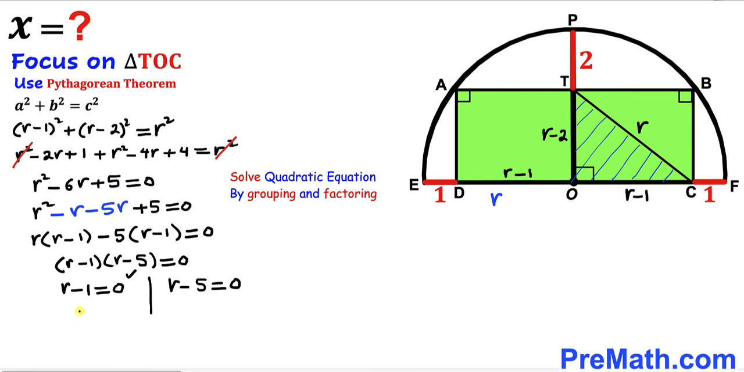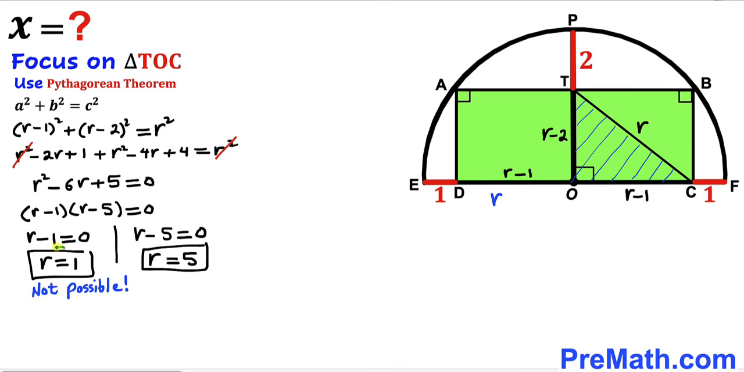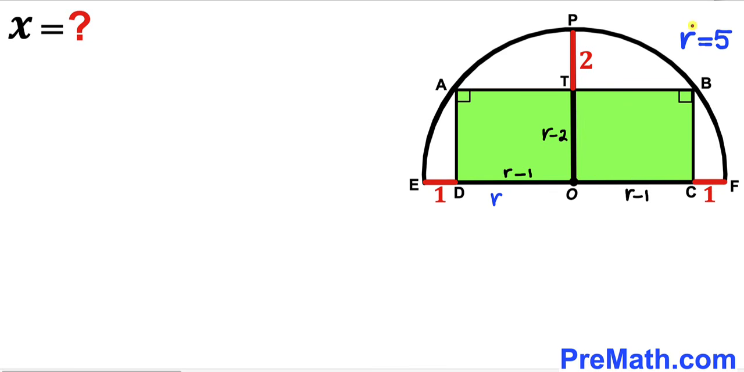This first equation is going to give us lowercase r value is 1 unit, and for this second equation the radius value r is 5 units. And now we can see r equals 1 value is not feasible. So therefore we are going to reject this r equals 1 value, and we are going to accept r equals positive 5 value. So thus our lowercase r radius value turns out to be 5.